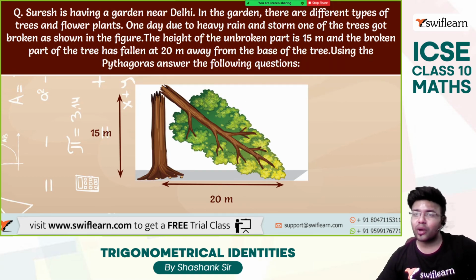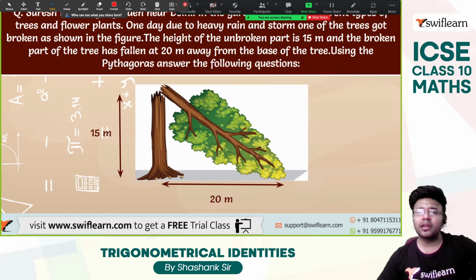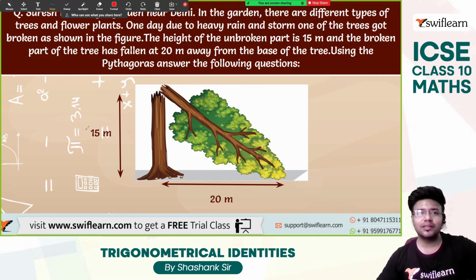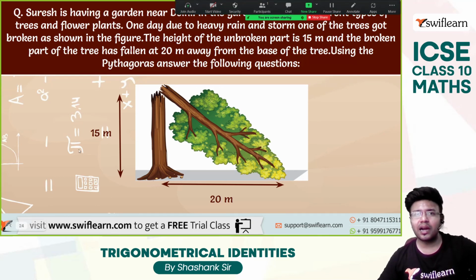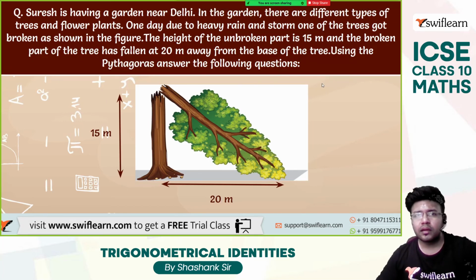Now this you are going to learn in the next upcoming chapters, heights and distances. So see this, read this question. What does this say? Suresh is having a garden near Delhi. In the garden there are different types of trees. One day due to heavy rainstorm, one of the trees got broken as shown in the figure. The height of the unbroken part is 15 meters and the broken part of the tree has fallen 20 meters away from the base. Using Pythagoras, answer the following questions.